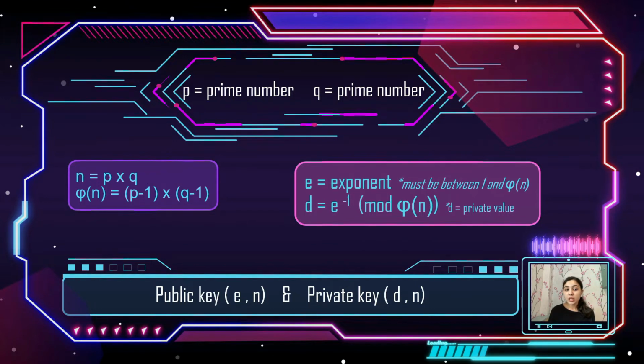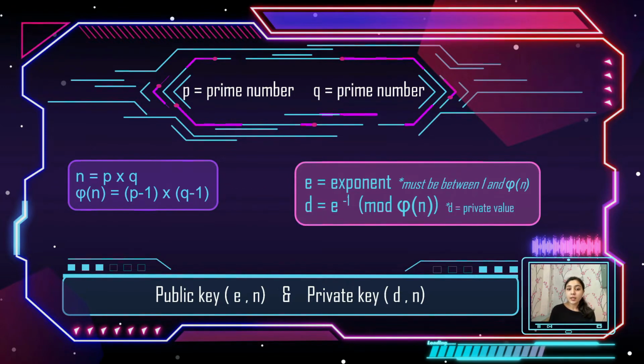The next one is the totient of N. In other words, we call it a modulus, and it actually helps us to identify the key size of RSA. It goes like this: P minus 1 multiplied by Q minus 1.